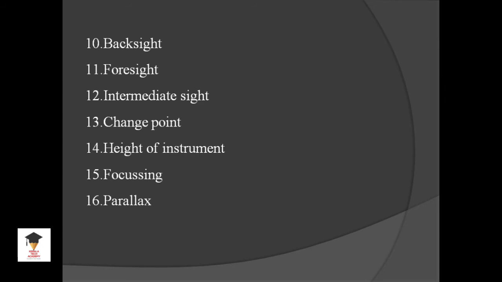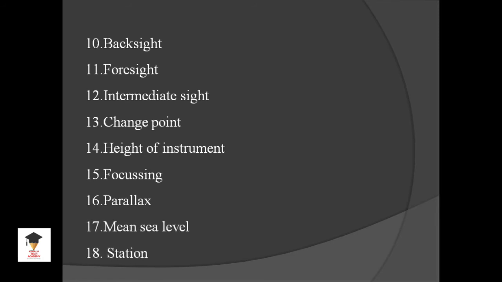Parallax is a disturbance that forms in an instrument. It is an apparent movement of the image relative to the crosshair when the image formed by the objective does not fall on the plane of the diaphragm. It may be due to poor focusing of the object, and it can be tested by moving the eye up and down.